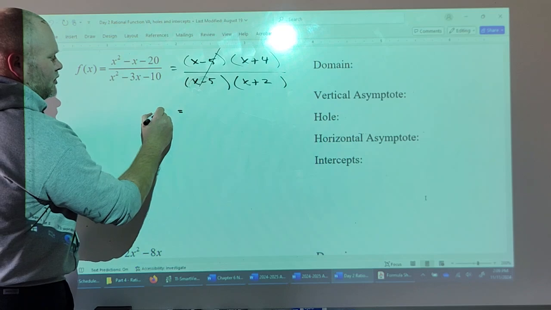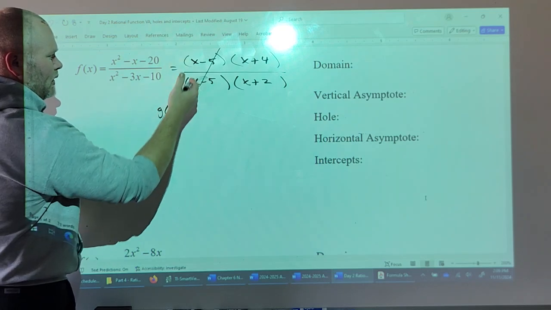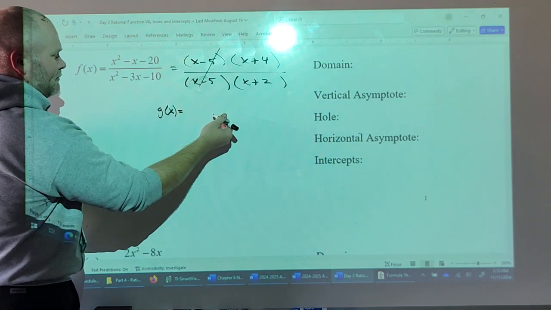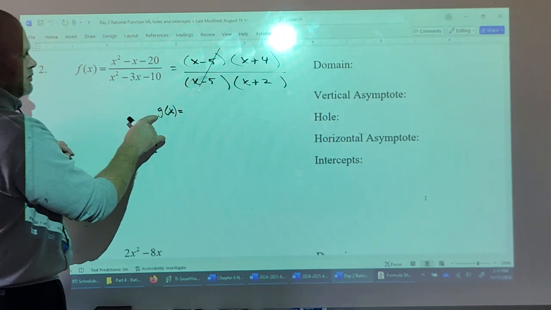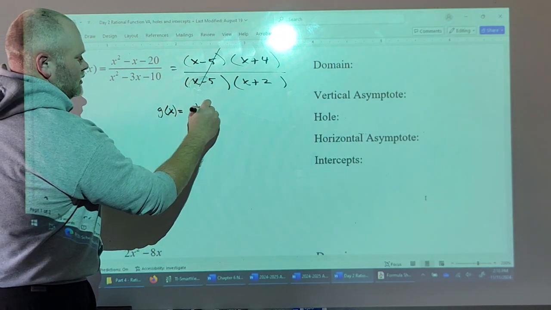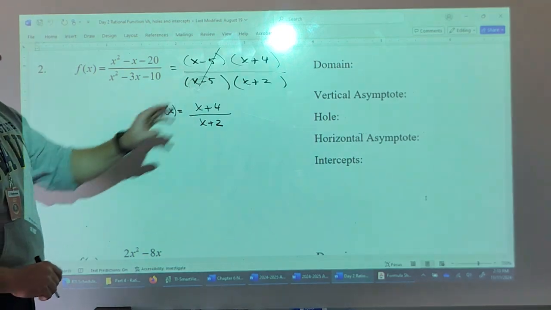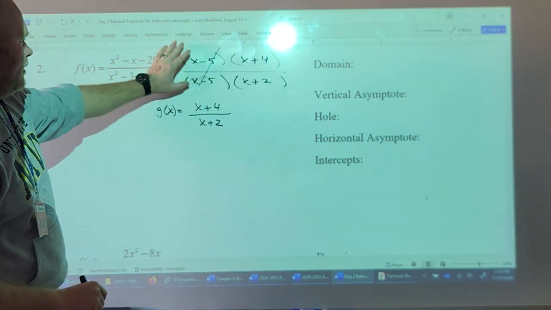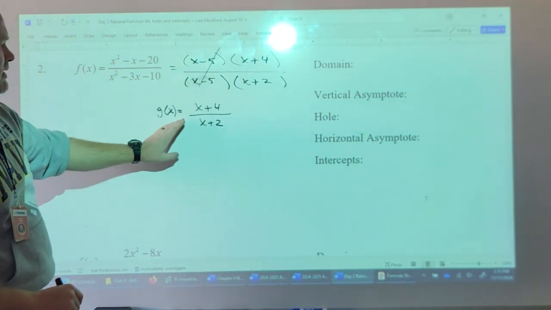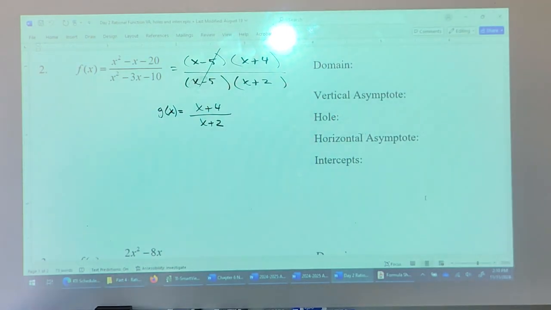And I would urge you, if something goes away, to write what you're left with as a different function. So in this case, let's say g of x is (x plus 4) over (x plus 2). Because there are some things based on the original function, and some things that are based on this new function after we take that out.